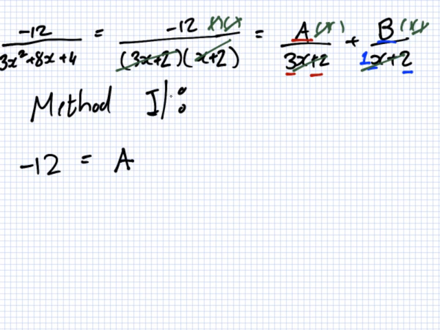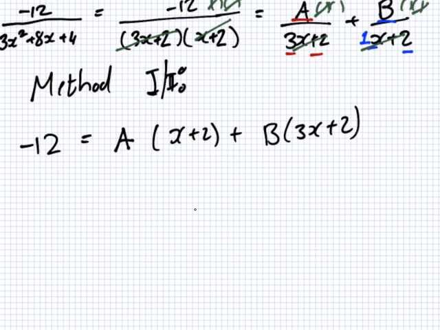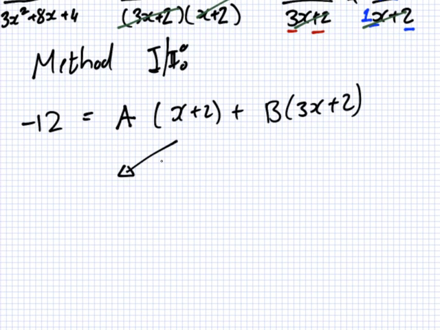actually this is method 1 and 2. It's the same at the beginning and then it will split. A times x plus 2 plus b times 3x plus 2. Okay, so we get the split now. So this is method 1 and now this is method 2. So method 1 is the method I like. I'll do that one first.